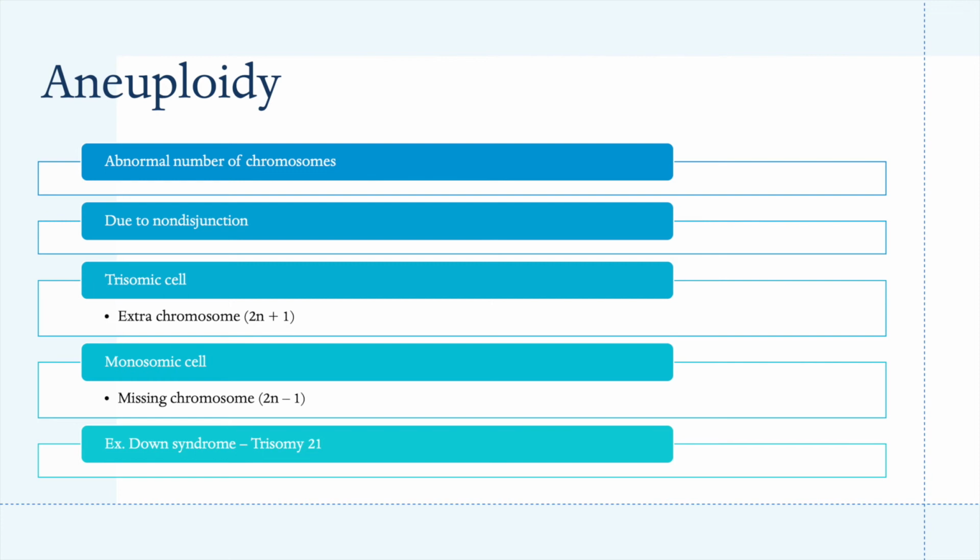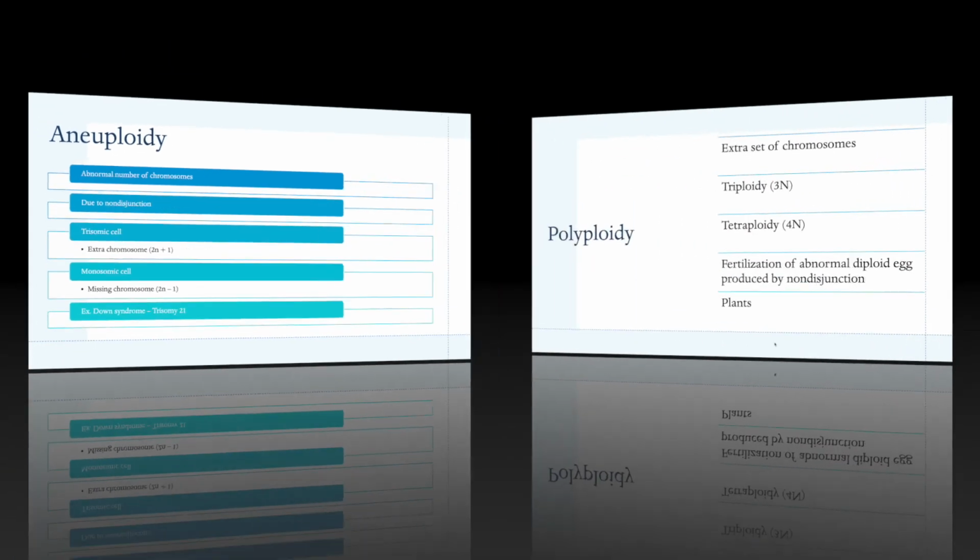Aneuploidy is a condition where the individual has an abnormal number of chromosomes, resulting from nondisjunction. A trisomic cell has an extra chromosome. A monosomic cell is missing a chromosome. Down syndrome is also known as trisomy 21 because of the extra chromosome 21.